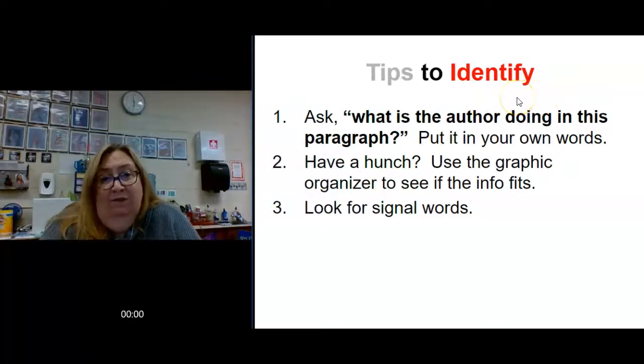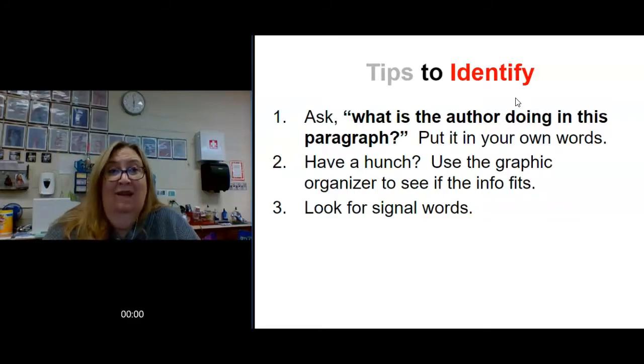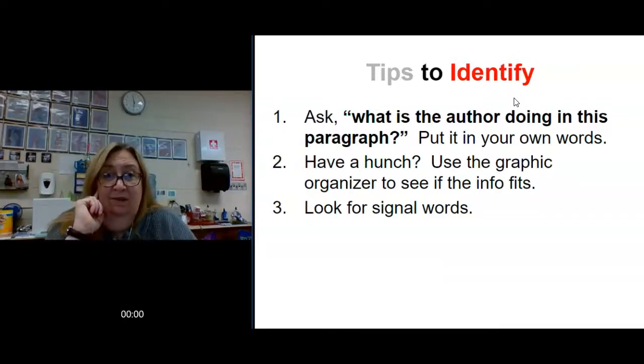Ask yourself, what's the author doing in the paragraph, and put it in your own words, and then start to examine those different types of writing that we've looked at. We also looked at the different graphic organizers, like the Venn diagram for compare and contrast, and even a flow chart for those chronological orders, that first, second, third, as the boxes move across. So see if it fits into the correct graphic organizer. And look for signal words like first, second, third, or then and finally, or because this happened, for your cause and effect. Okay?